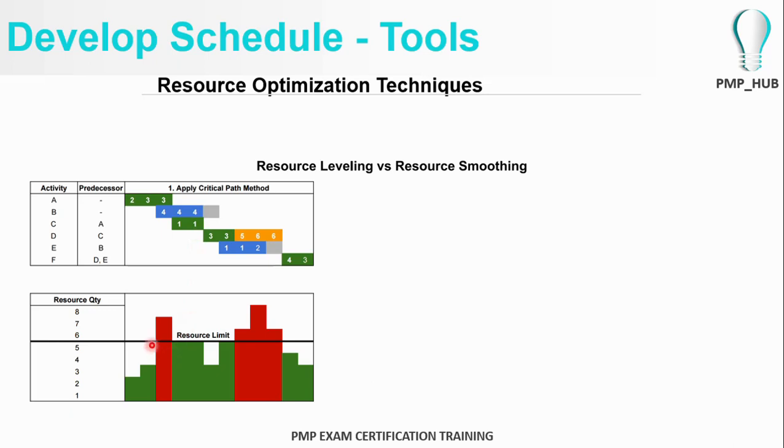So if you take the resource limit, there was a constraint saying at any given point the project should not exceed 5 persons. Here, since there are 3 man months and 4 man months, that means 7 resources are used. Here again 6 resources are used, 8 resources are used, and 6 resources are used.